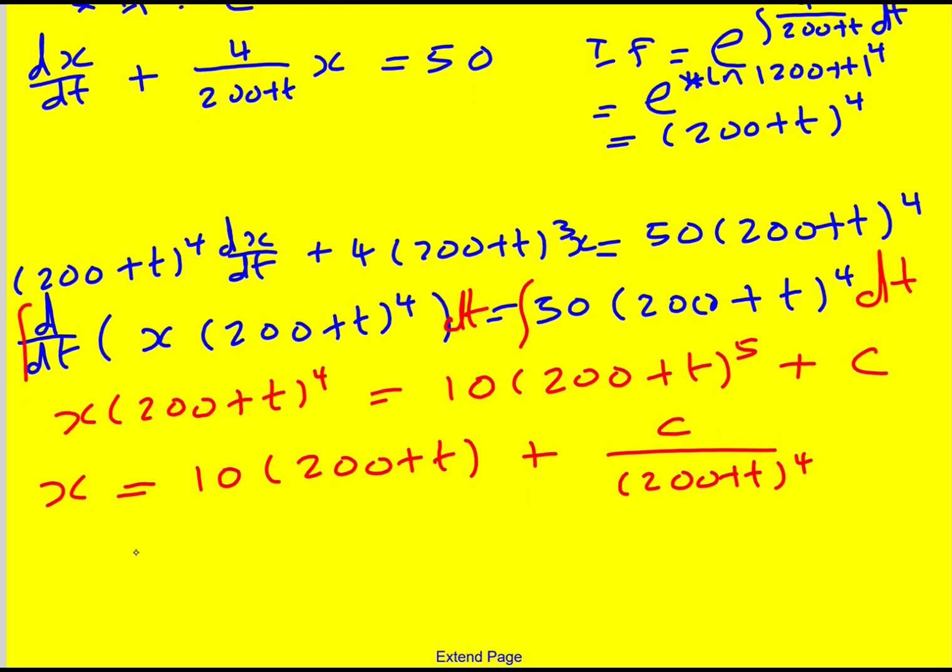Okay, and yeah, we could even multiply that out. 2000 plus 10t plus c over 200 plus t to the 4.